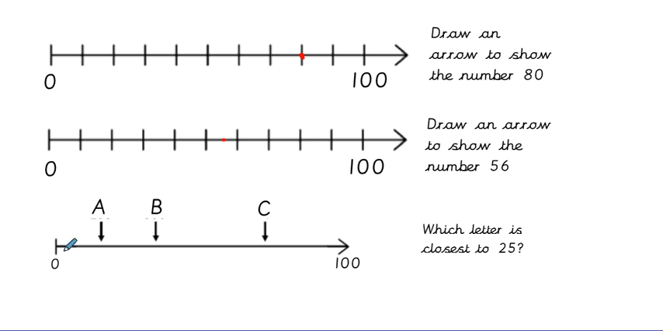And here's another 0 to 100 number line. This time the intervals aren't marked. So I'm going to draw a line right down the middle to show where the number 50 is, because 50 is half of 100. I'm going to draw a line to show where the number 25 is. So which letter is closest to the 25? I think it's letter A, but only just.